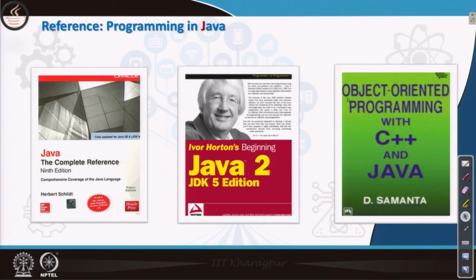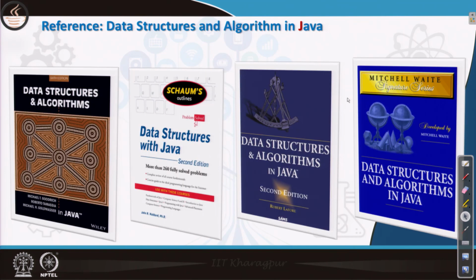And then there is one pedagogical book for very beginners, if you want to know about object oriented programming, C++ and Java by D. Samanta. All those books are available again in Indian reprint. For example, the Herbert Schildt book can be from Oxford, or a McGraw-Hill edition is also there, and then the books from Wiley, and then D. Samanta books from Prentice Hall.